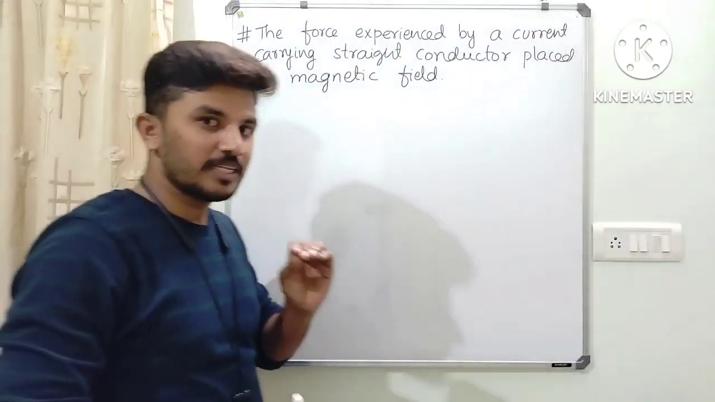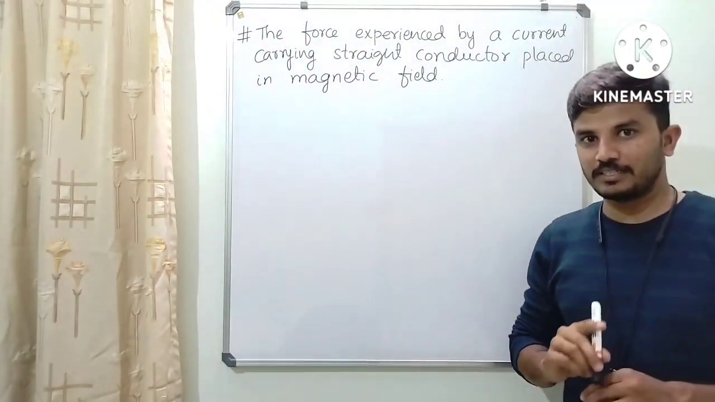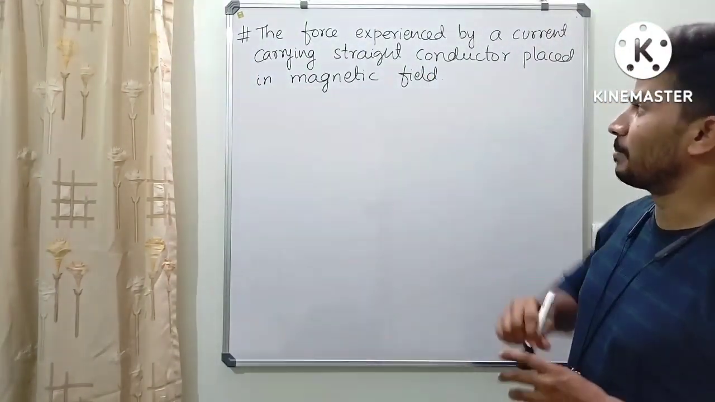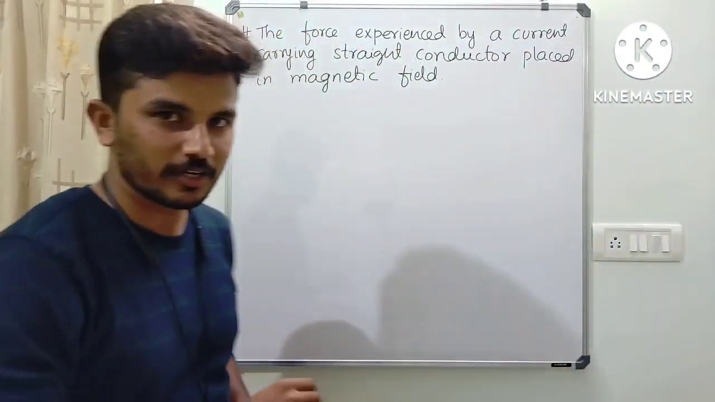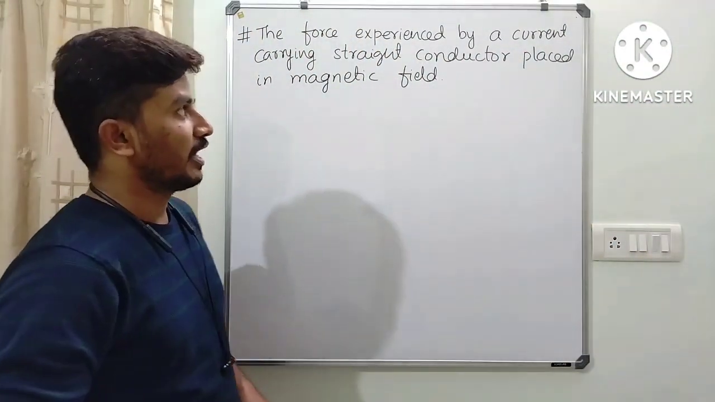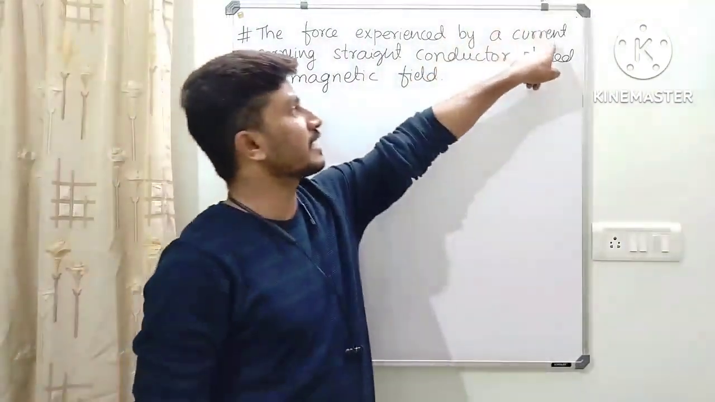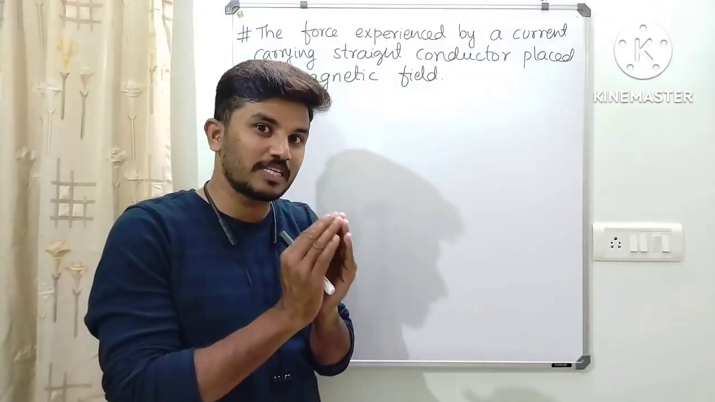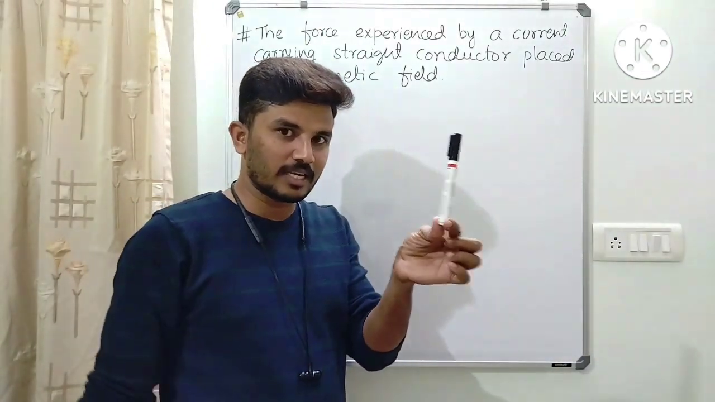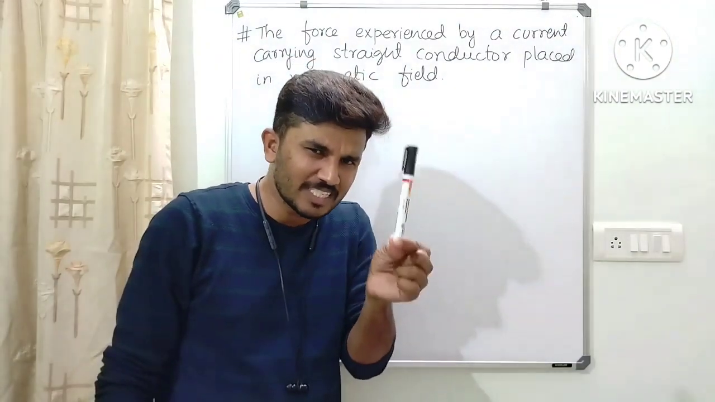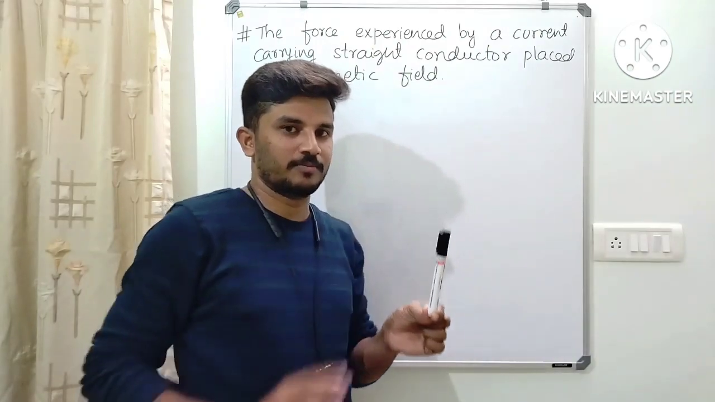The force experienced by a straight conductor which is carrying current, and it is placed in magnetic field, not the electric field. Again, okay. If I consider a conductor which is not carrying current placed in magnetic field, then the force experienced by it is 0. Because here, if I consider this is a conductor which is placed in magnetic field, will it experience any force? No. There should be charges flowing through it.